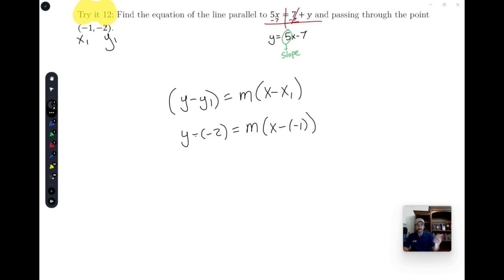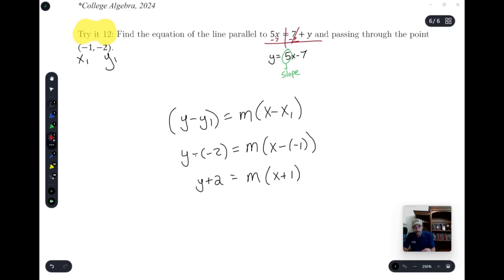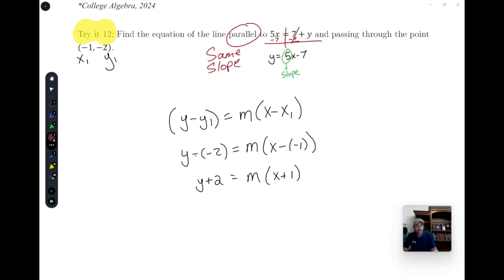Minus a negative, that's a plus, so we're stuck with y plus 2 equals m, leave it alone, x minus -1, x plus 1. Cool. We got ourselves a formula. We just need slope. Well, we've got this nice word parallel, which we just said means same slope. And so we've got our slope then. It's the exact same slope as the line before. That's our slope right there, that 5.